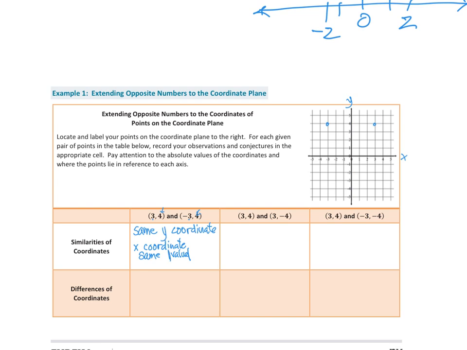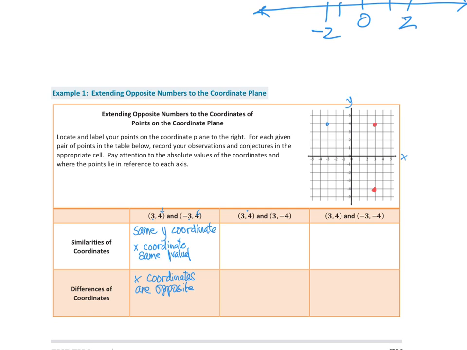Okay, how about the difference? The x coordinates are opposite. Got it. Okay, then let's take a look at (3, 4), already plotted, and (3, -4). I should change the color so that I see I'm dealing with two different points.